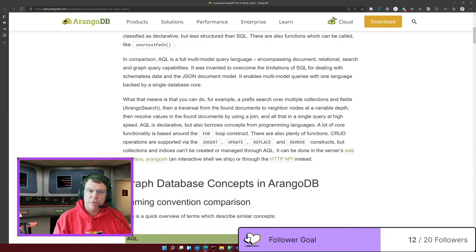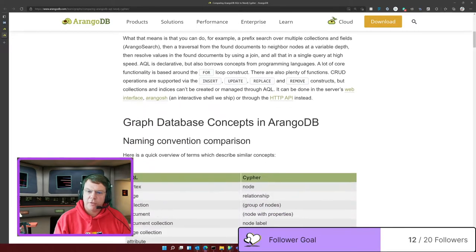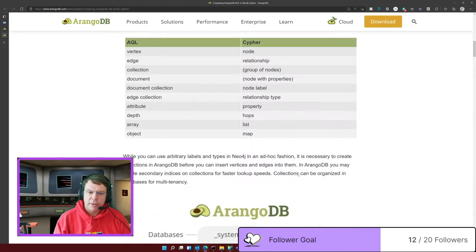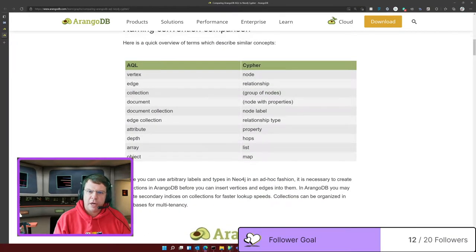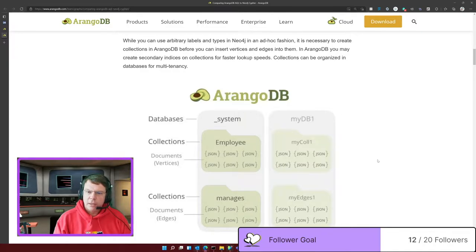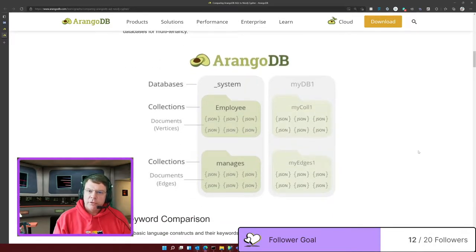So we can do search of multiple things. We can do traversals. It's declarative. Borrowed some programming language constructs, so they've got constructs like for loops and things. So this is sounding a lot more like a programming language, probably more like Gremlin than a declarative language like Cypher. So again, that could be good or bad. It's a comparison of concepts. That's fine.